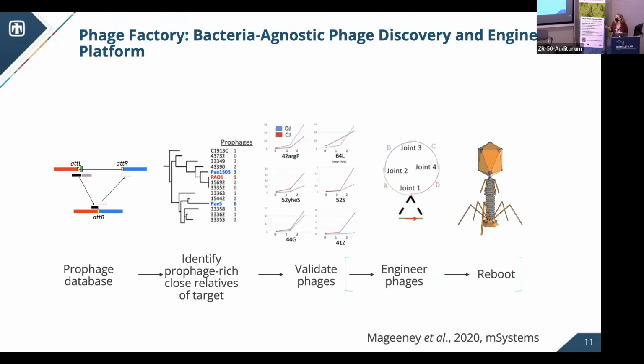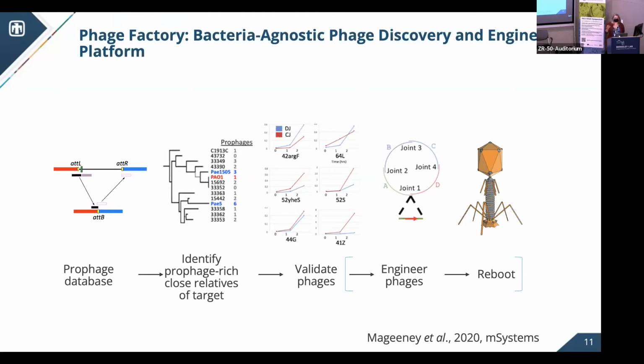So utilizing this prophage database, we actually built the Phage Factory, which is our bacteria-agnostic phage discovery and engineering platform. The premise is that we can identify prophage-rich close relatives of our target. In the first work I'm going to talk about today, we used Pseudomonas aeruginosa PA01 as our target, and we chose 2 very close relatives, shown here in blue, because they had high numbers of prophages.